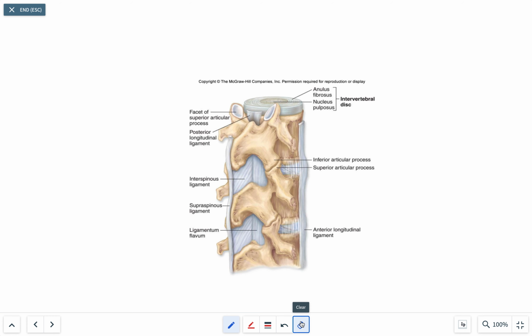The ligamentum flavum here. So this ligamentum flavum is also connected into the lamina, or the inner surface between the transverse processes. So it connects the lamina to the adjacent lamina. And again, any excessive flexion or extension, it will fire to help protect the spinal cord.